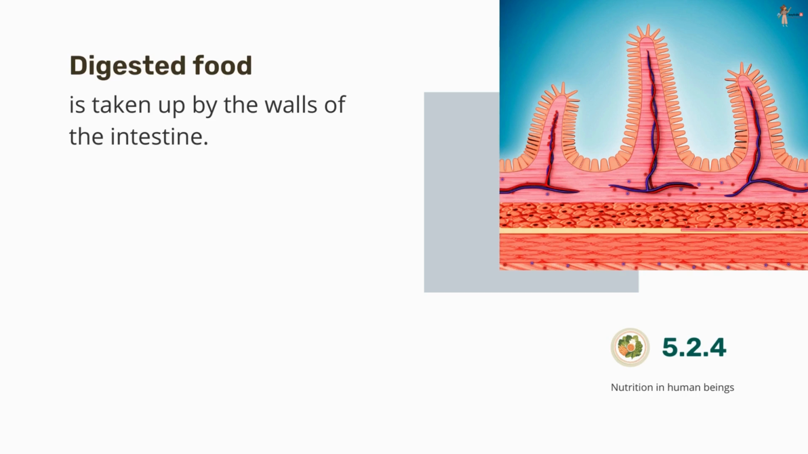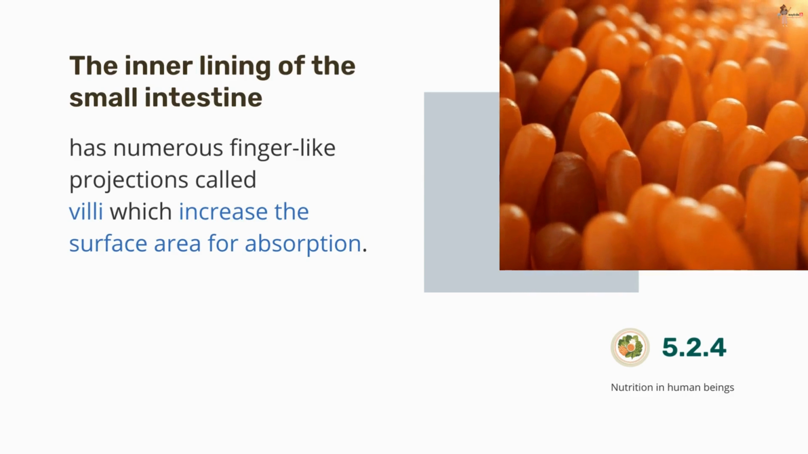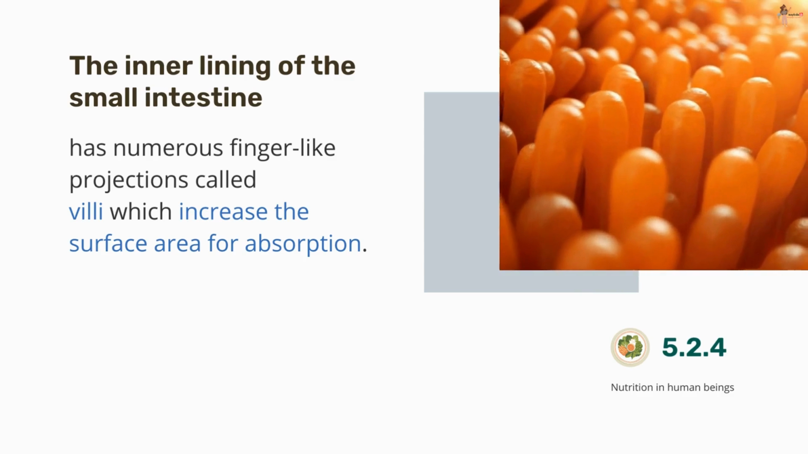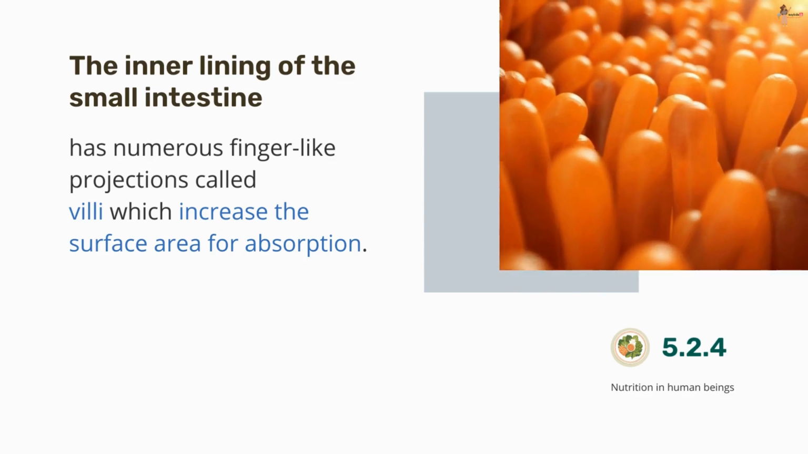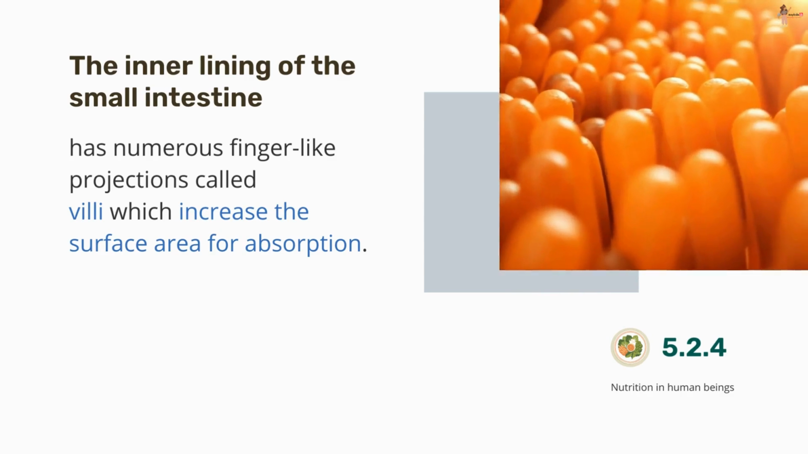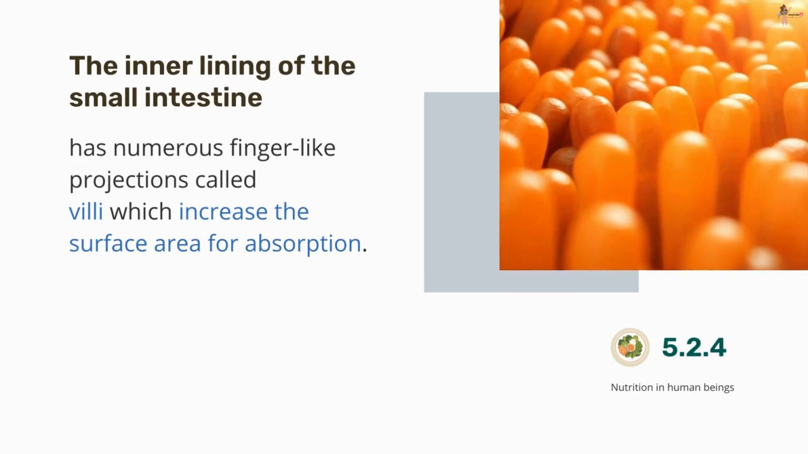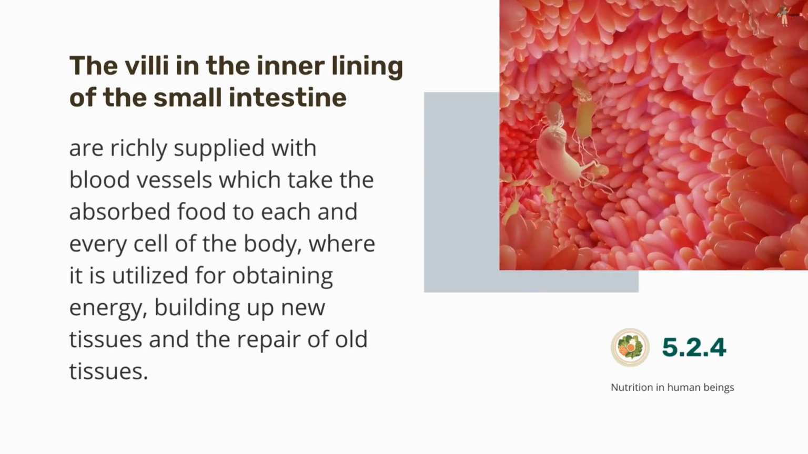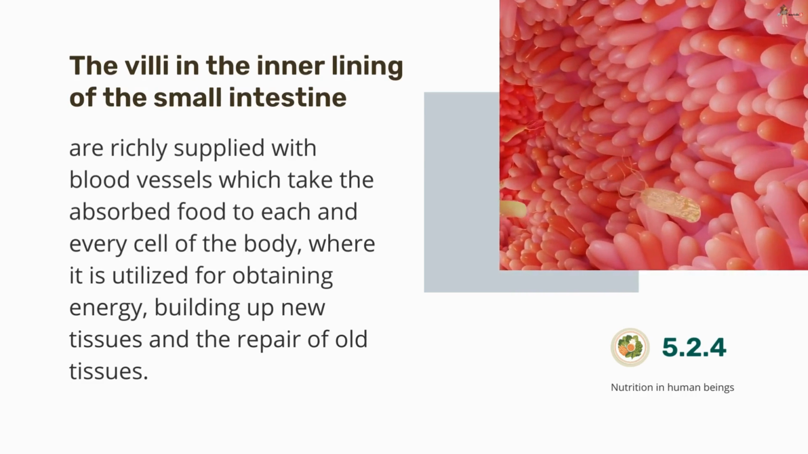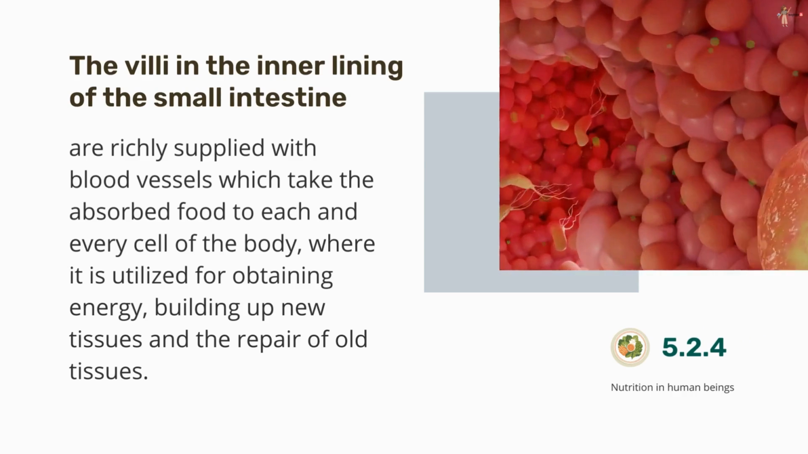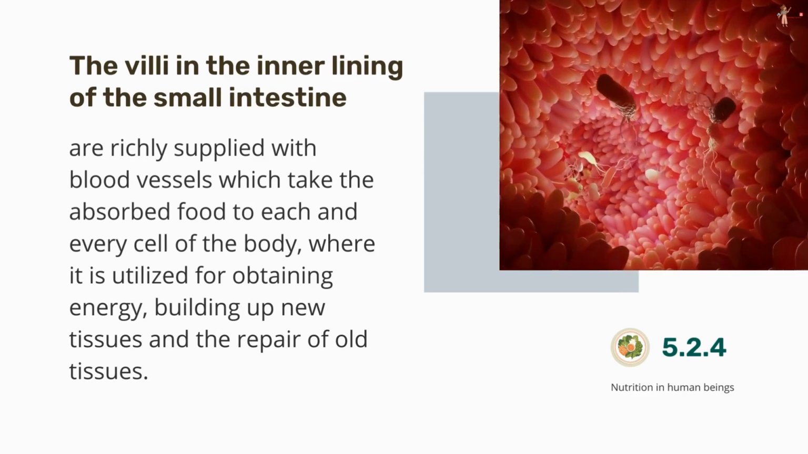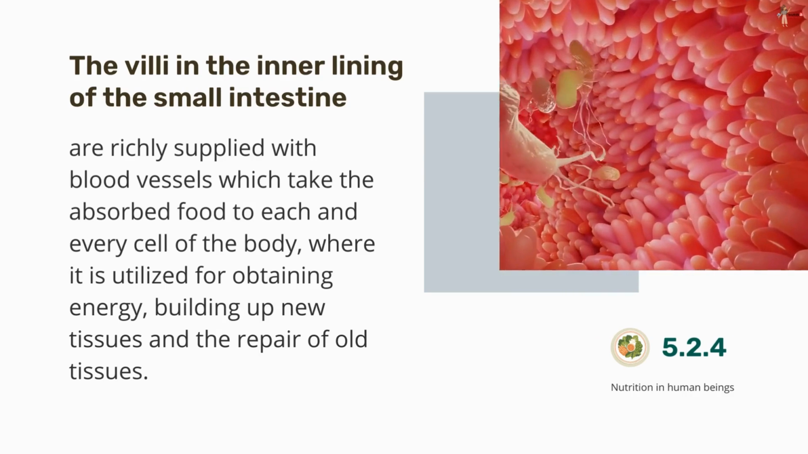Digested food is taken up by the walls of the intestine. The inner lining of the small intestine has numerous finger-like projections called villi, which increase the surface area for absorption. The villi are richly supplied with blood vessels, which take the absorbed food to each and every cell of the body, where it is utilized for obtaining energy, for building up new tissues, and for the repair of old tissues.